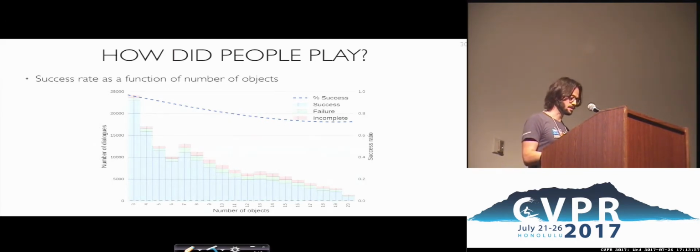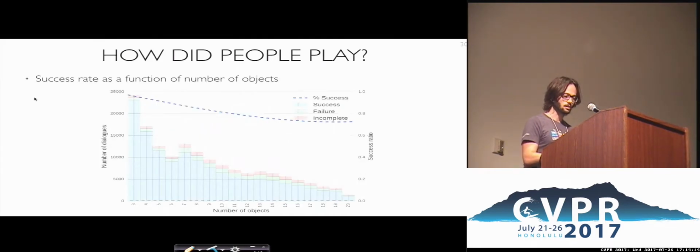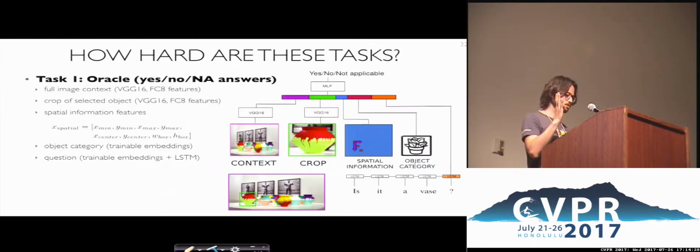Other statistics that might be of interest here: the success rate as a function of the number of potential objects decreases, so that's not too surprising. If there are more confounding objects, the dialogue is harder, the game is harder. In this case, just pay attention to the dotted line here. We can look at the success rate as a function of the size of the object spatially in the image, and the bigger the object, the easier it is usually to identify. Not too surprising either. All right, that covers the statistics about the game.